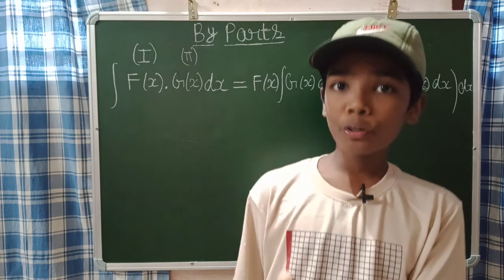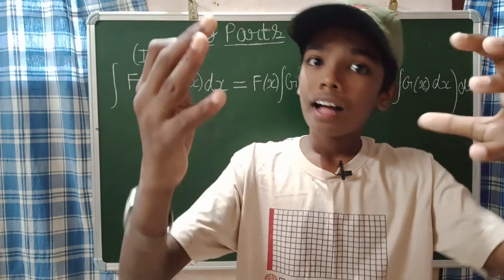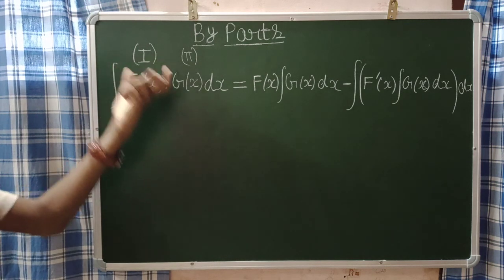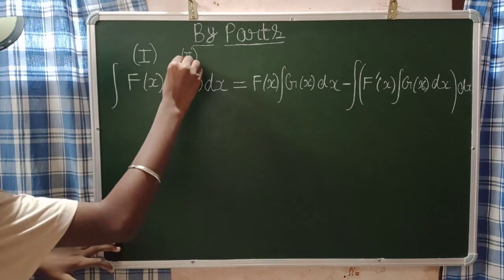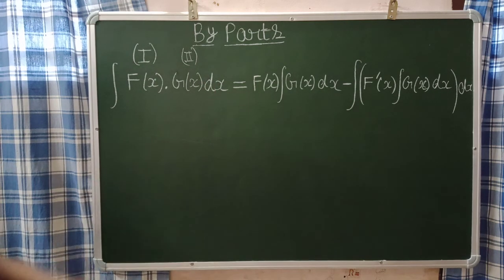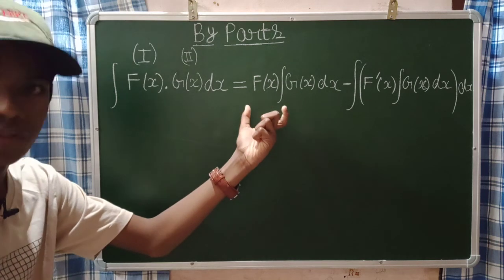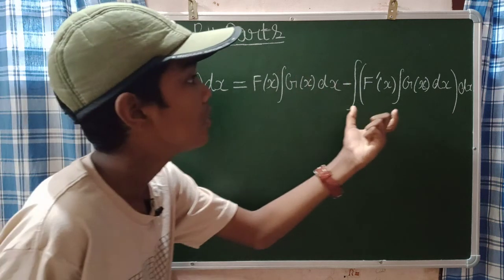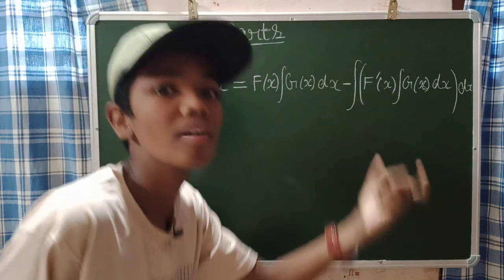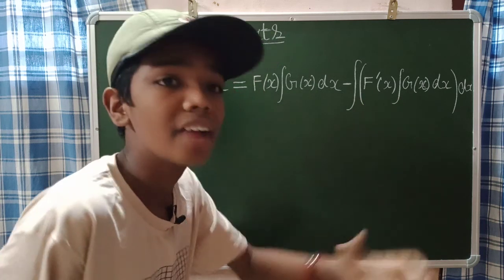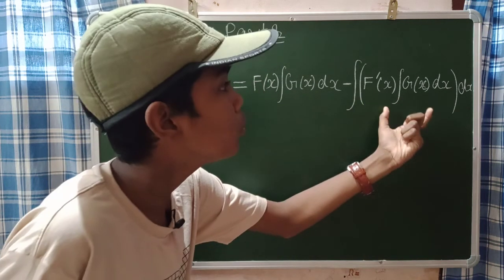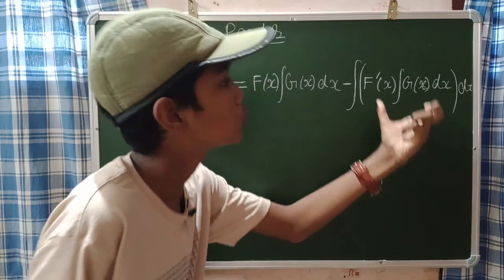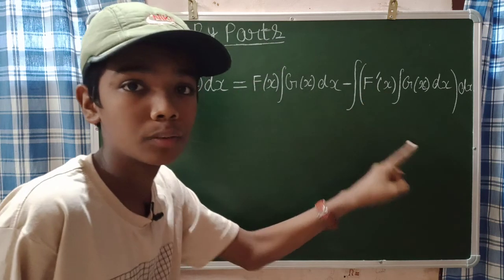So guys, I will repeat once again. People who don't understand, please cope up with me. We have the integral of f of x into g of x, where f of x is the first function and g of x is the second function. This can be written in another integral form using by parts: first function f of x into the integral of the second function, the integral of g of x dx, then minus the derivative of the first function, f dash of x, into the integral of the second function, the integral of g of x dx, then I will integrate this whole expression, not a particular term.